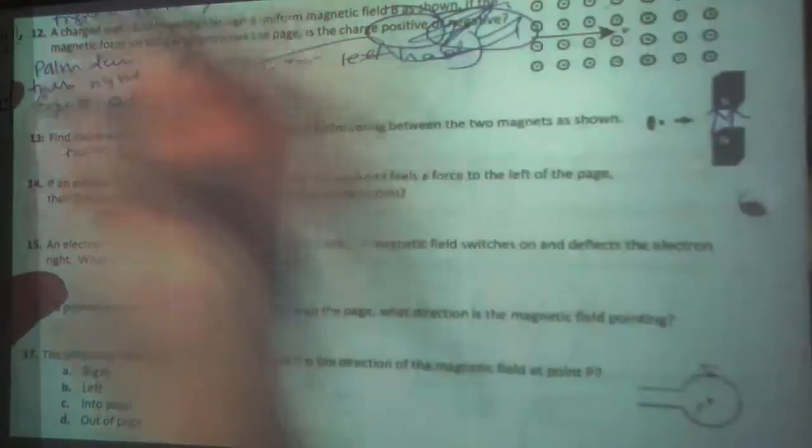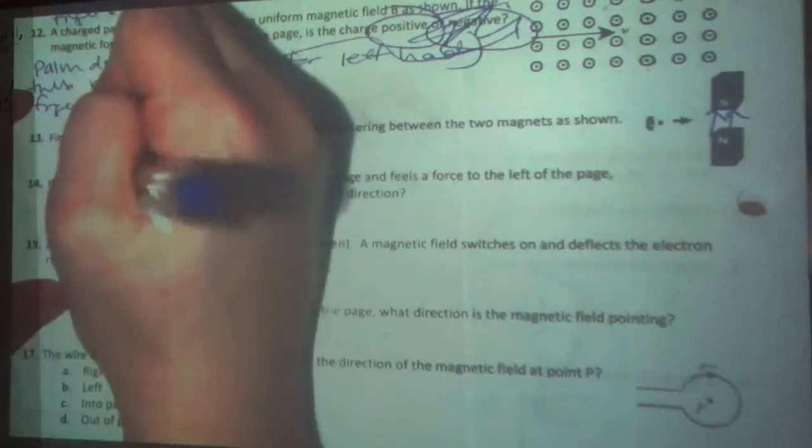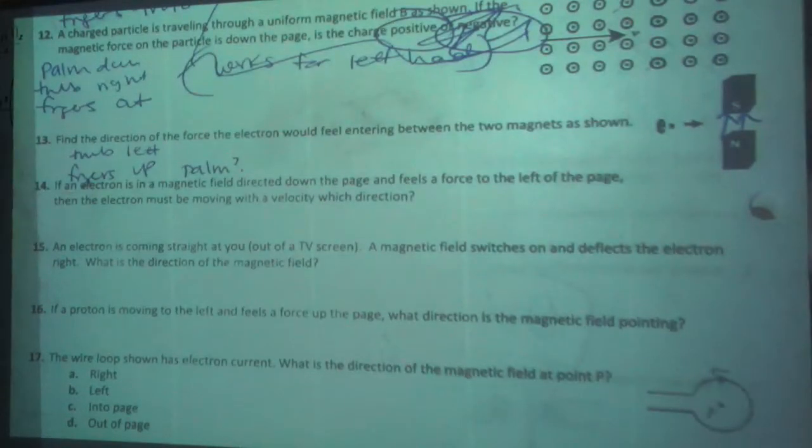Direction of the force the electron would feel entering these magnets, so this would be thumb to the left. My fingers would go out of north into south, and those are my fingers, not the force, because it's a magnetic field that points out of north into south. And we're looking for the force, or what my palm is doing. It's negative, so I'm going to use my left hand, fingers pointing up, thumb to the left, that leaves my palm facing into the page. It was either into or out of, because we had left and up.